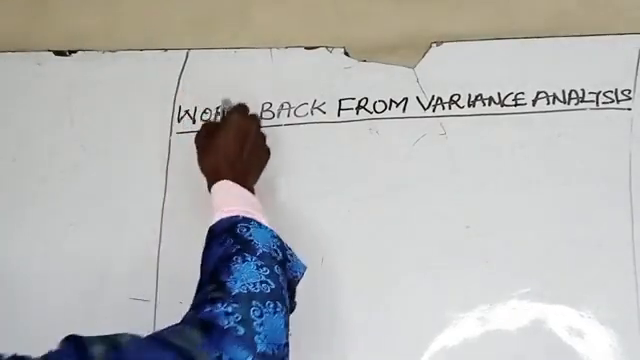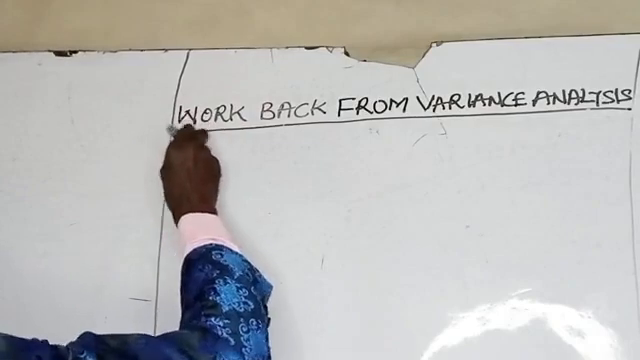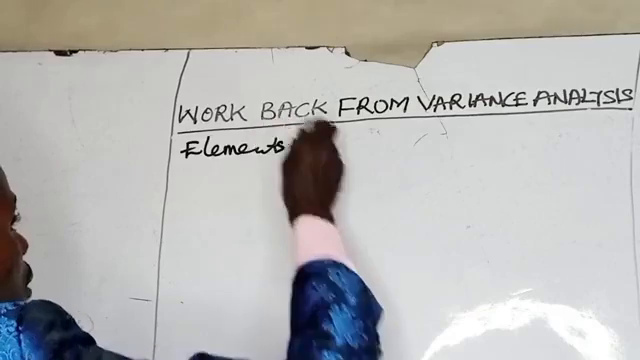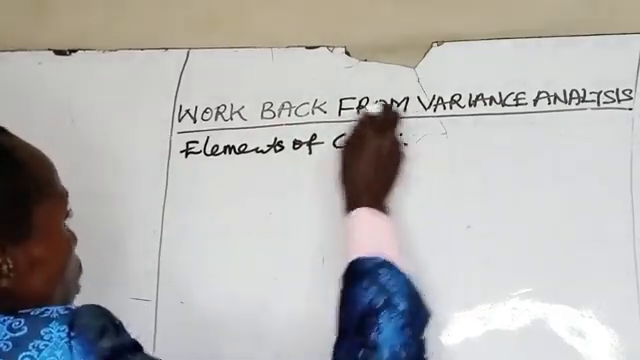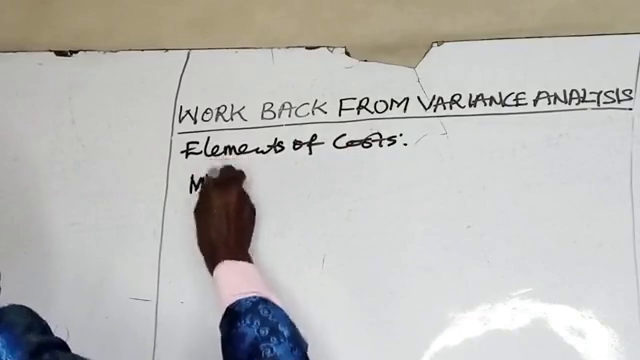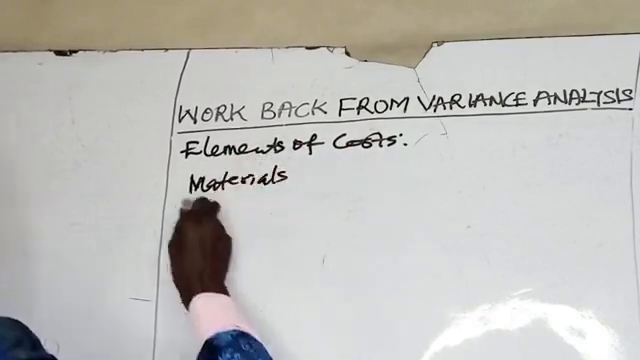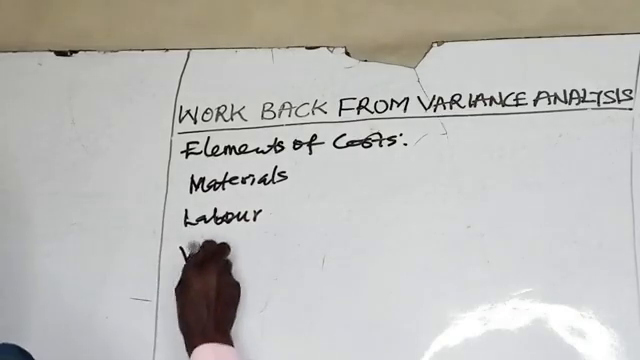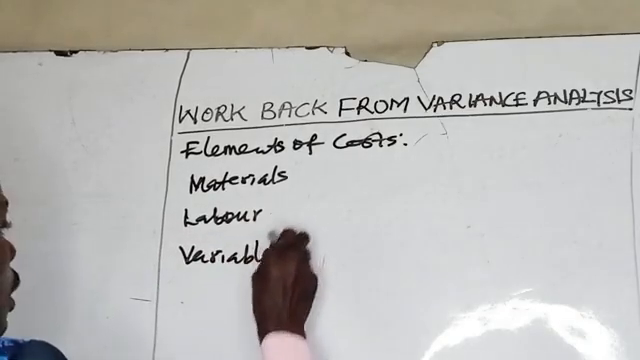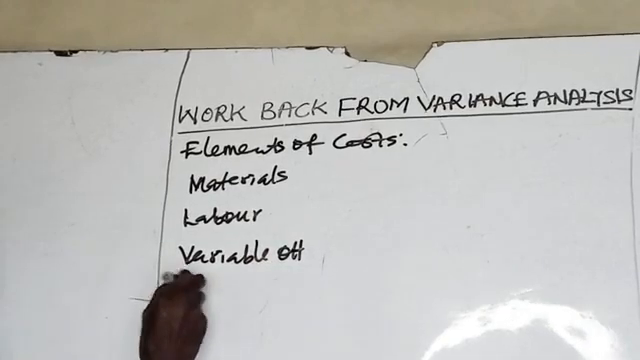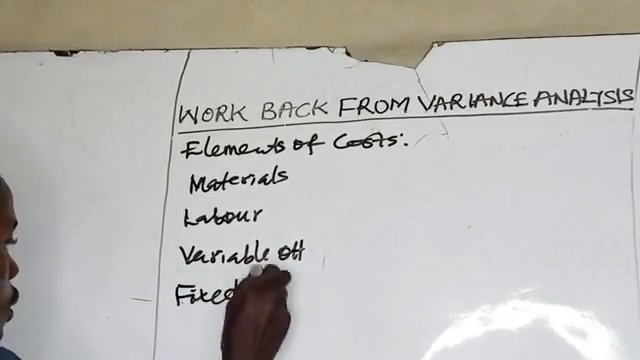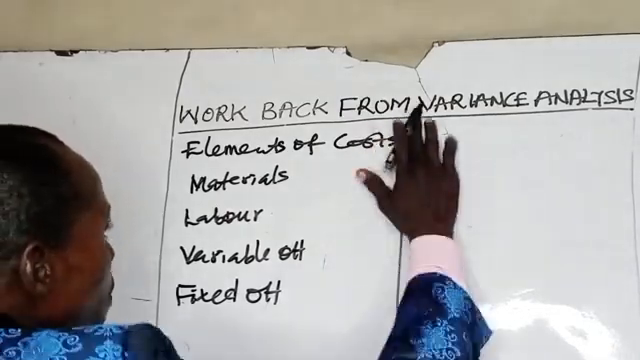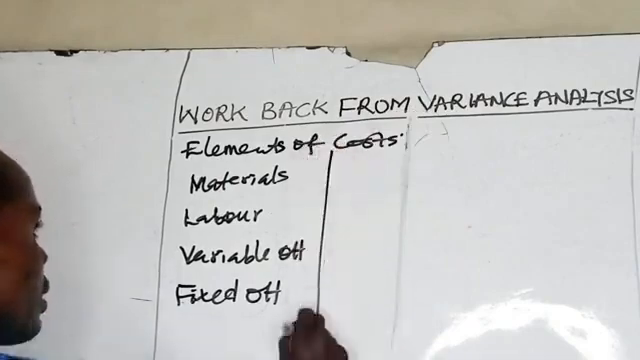In my earlier presentation, I examined the elements of cost, which include materials, labor, variable overheads, and fixed overheads. Each of these elements has its respective price and quantity variance.